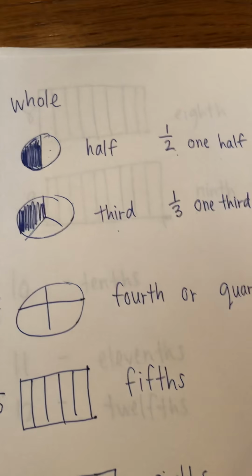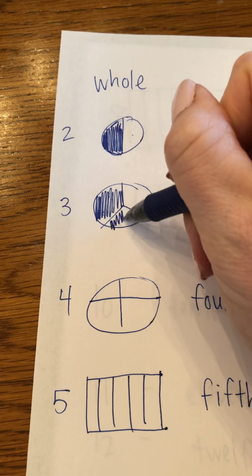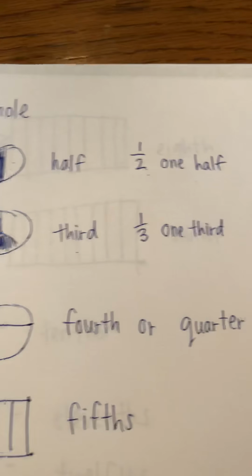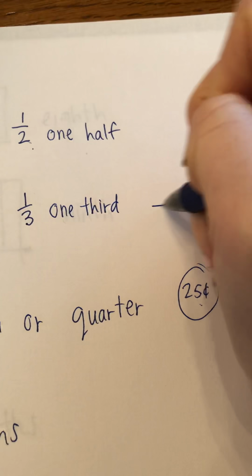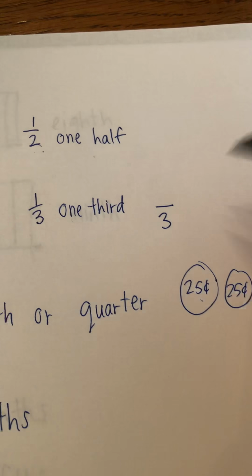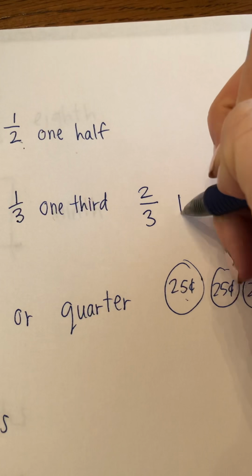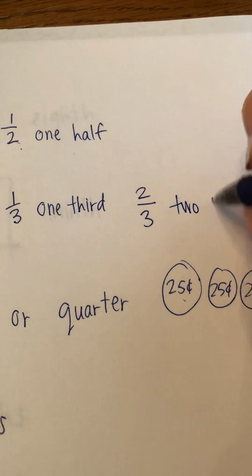Maybe you're still hungry, so you come back and you eat another piece. Well, now how much have you eaten? Well, the pizza is still divided into 3 pieces, but now you've eaten 2. So you've eaten 2/3.